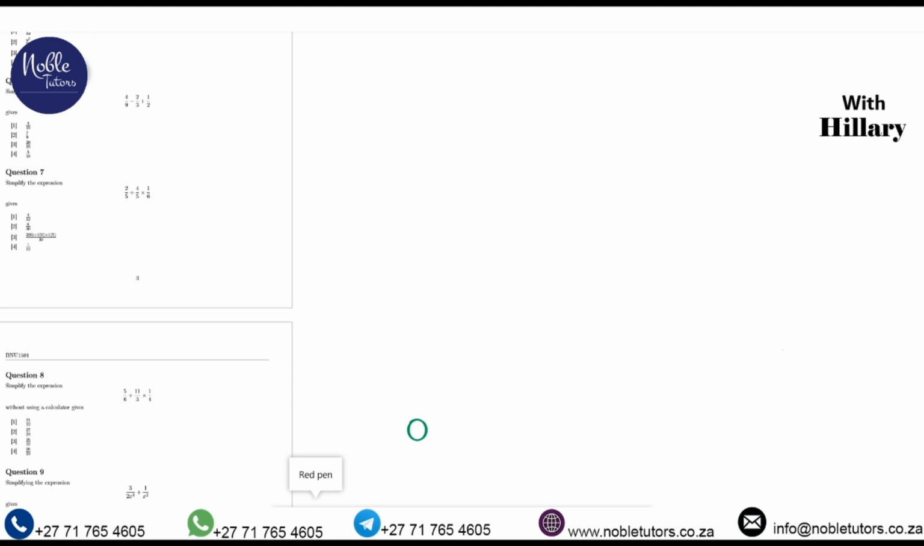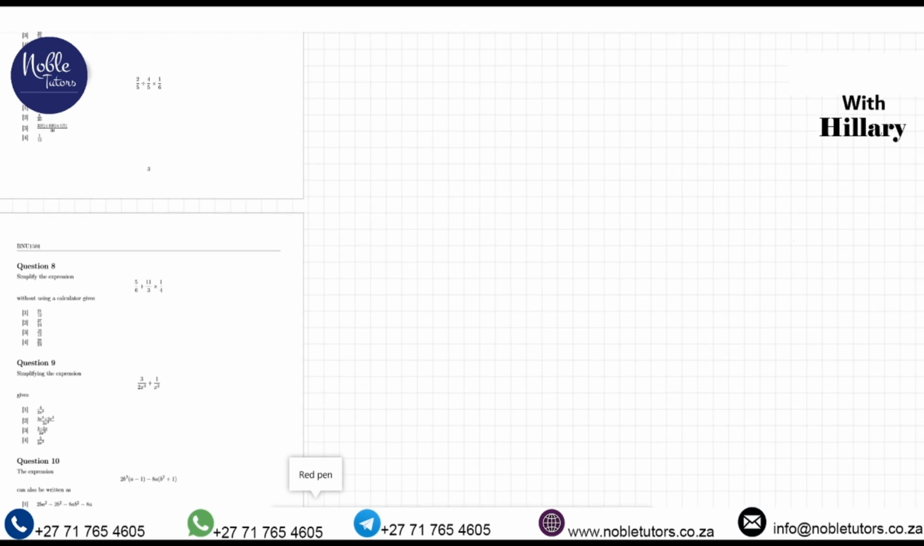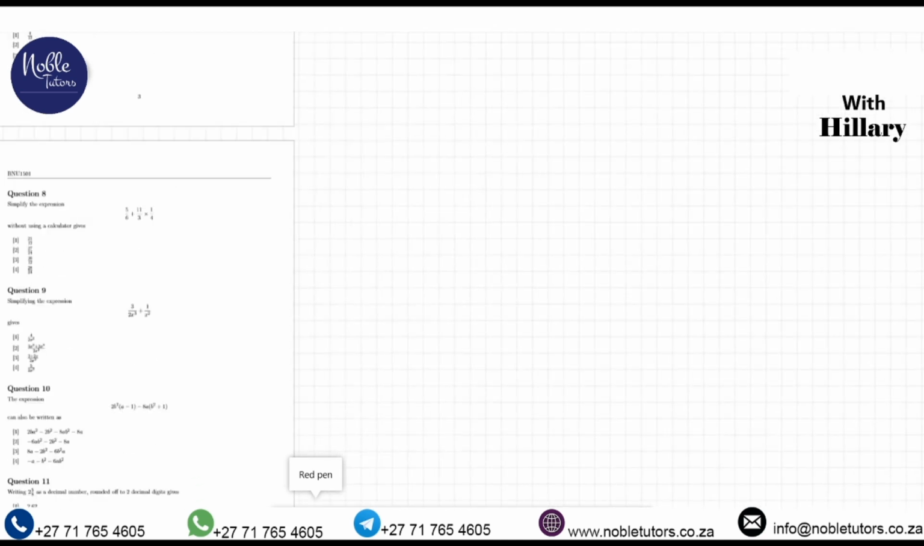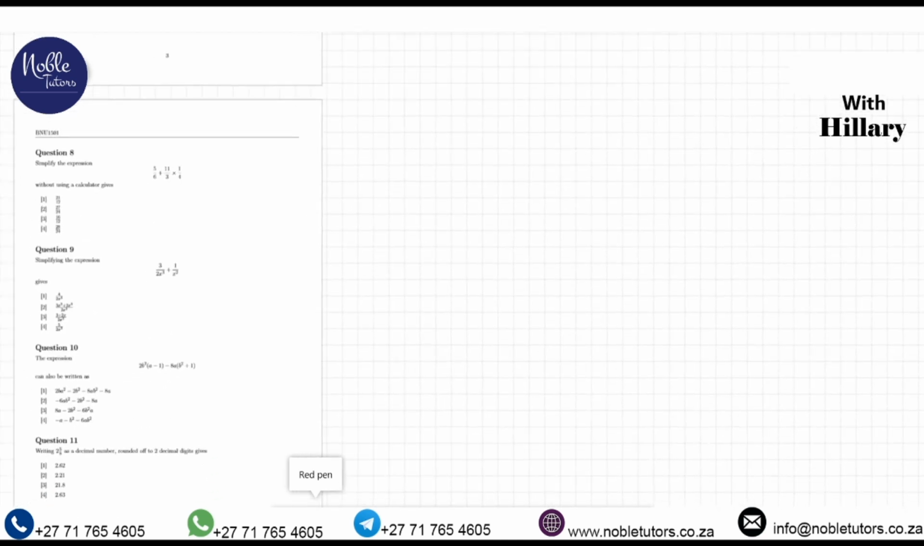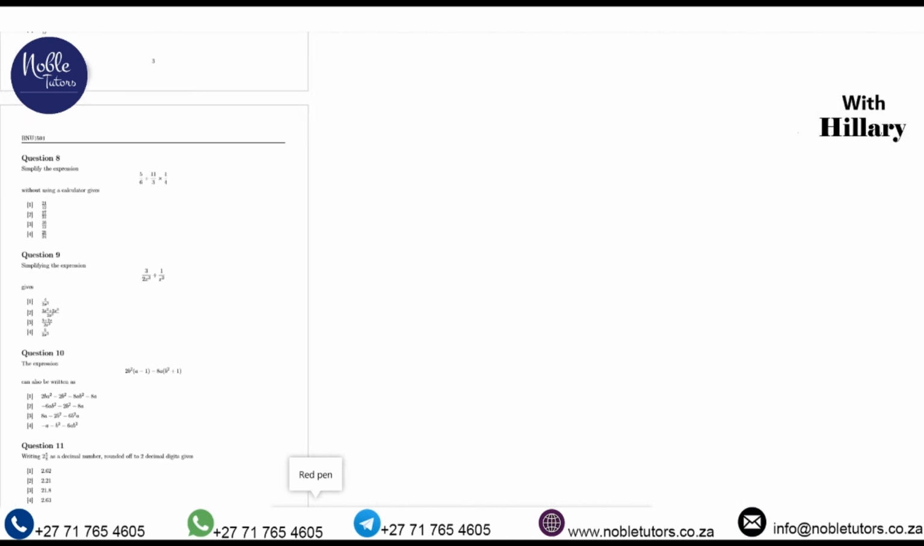Okay. But we also have other scenarios where the fraction indicates both multiplying and addition, or multiplying and subtraction, or dividing and subtraction. How do you go about that? That one is very simple. We will apply what we call BODMAS in terms of priority. How do we do that?